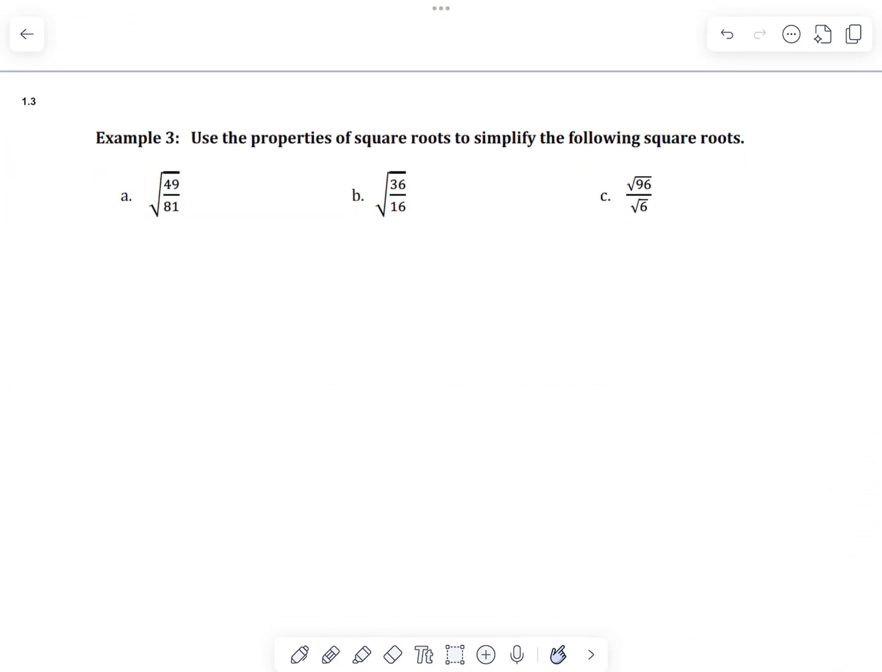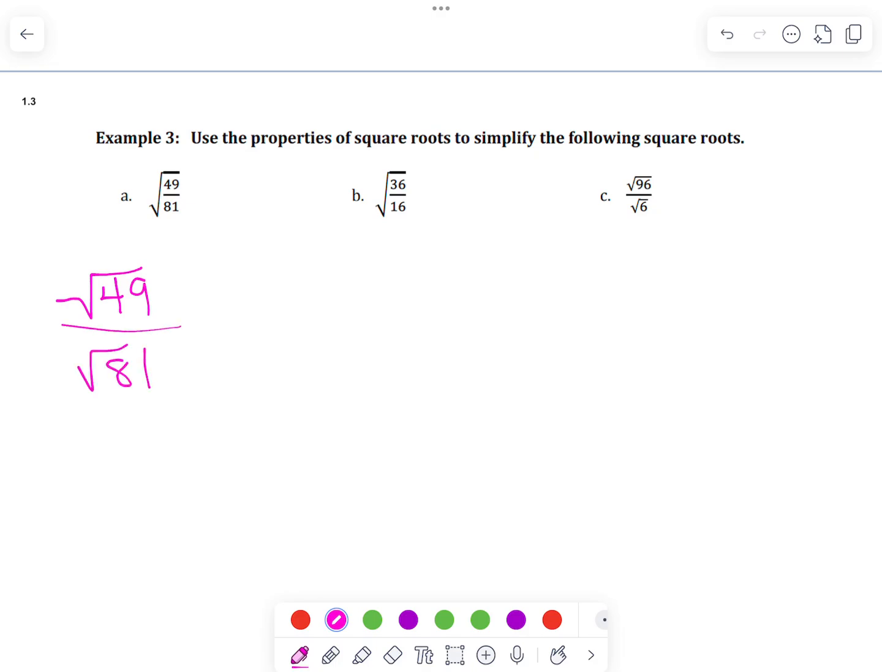Example 3. Now we're going to use the quotient property. So the square root of 49 divided by the square root of 81. So we're breaking it into 2 separate radicals. And then they are both perfect squares. The square root of 49 is 7. The square root of 81 is 9.